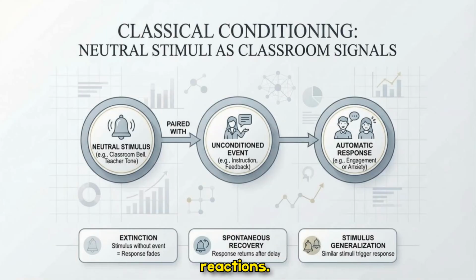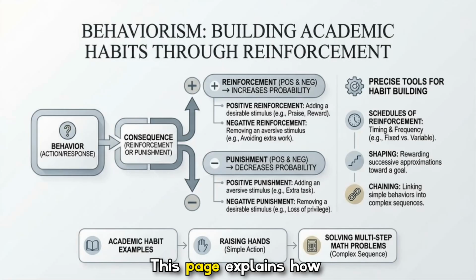This page explains how reinforcement builds academic habits by increasing or decreasing the probability of behaviors. The slide differentiates positive and negative reinforcement from punishment and highlights practical tools like schedules, shaping, and chaining. By using these methods thoughtfully, simple actions such as raising a hand or complex sequences like multi-step math problem-solving can be reliably taught and reinforced toward consistent classroom habits.